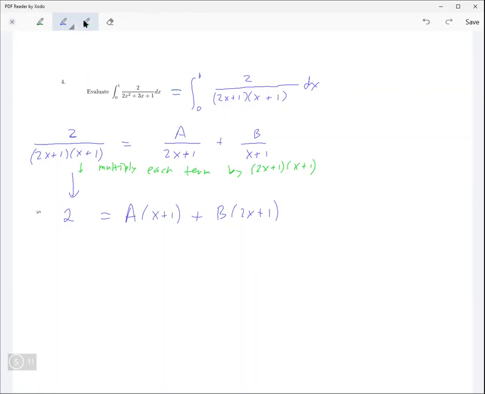Now here it's important to remember that we are not trying to solve this for x. Not trying to solve for x. This should work for all values of x. So what you do is you set x equal to nice values. You look for nice values that you can set x to that will help you find a and b. So choose nice values of x.